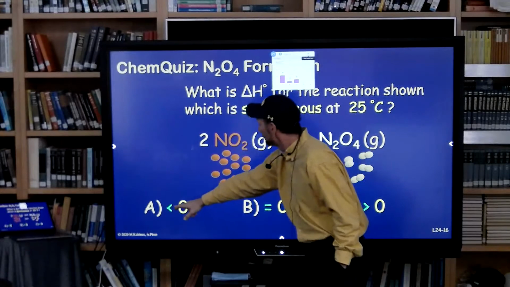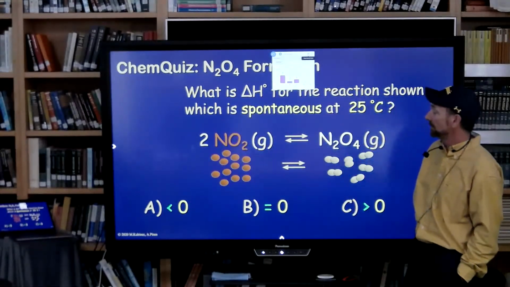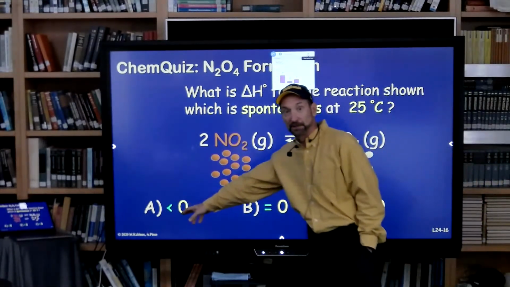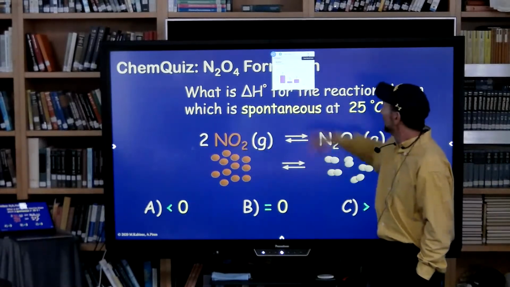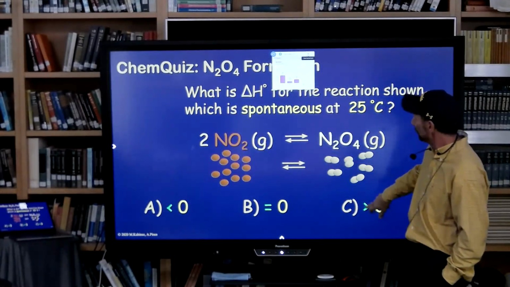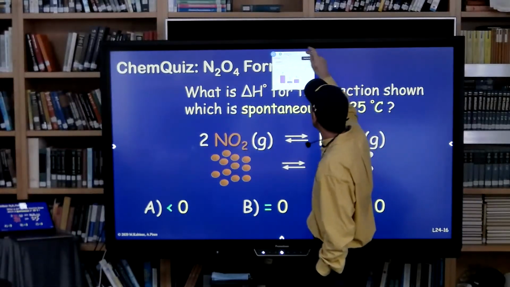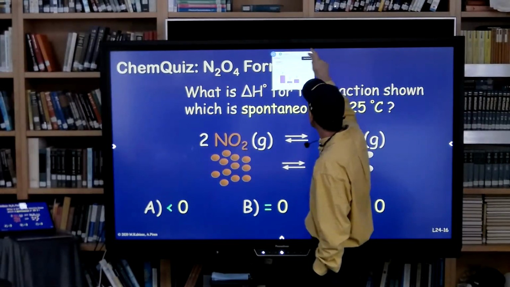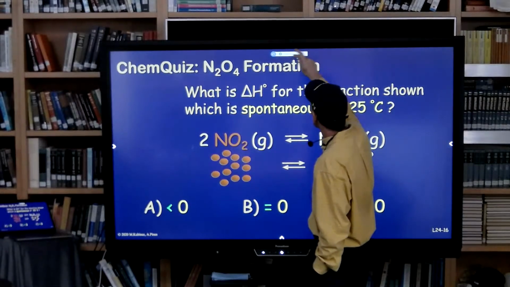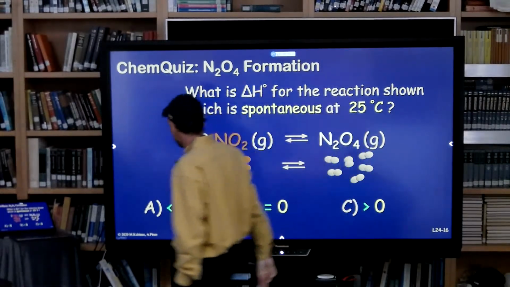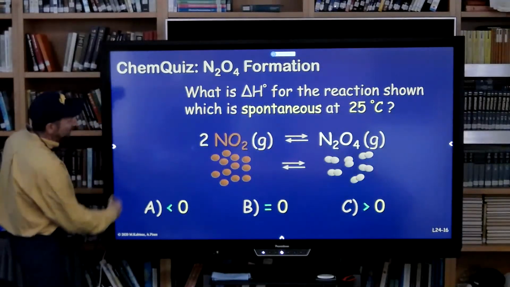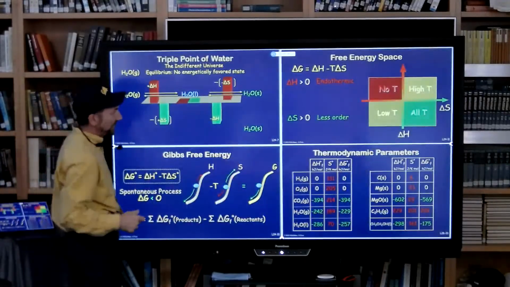It's quite popular. About half of you think delta H is less than 0, delta H is negative, and the rest mostly are thinking it's positive. Not too many people thought it was 0. Let me tell you what I think, and I do agree with the A's. Why is that?